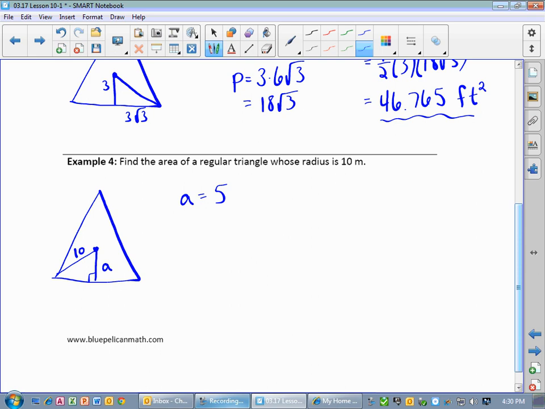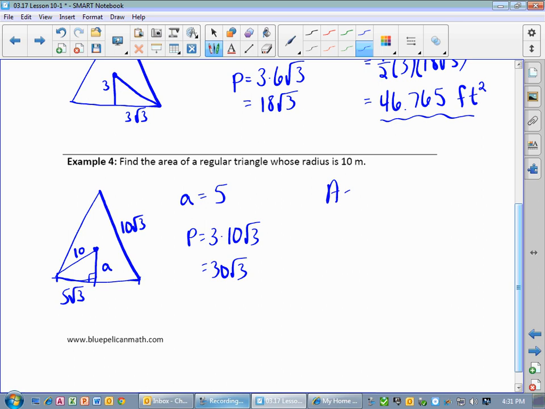And then this other longer leg must be 5 square root of 3. Which means that our side length must be twice that, 10 square root of 3. And each of these are 5 square roots of 3. So our perimeter would be 3 times 10 square root of 3, or 30 square root of 3.